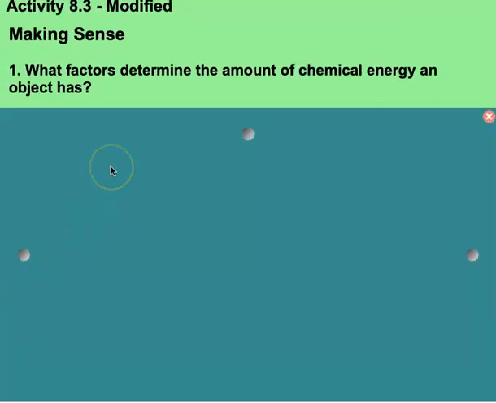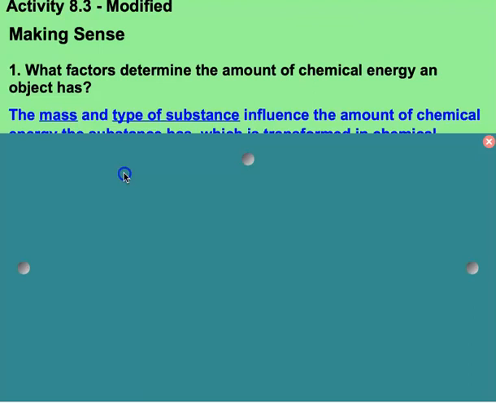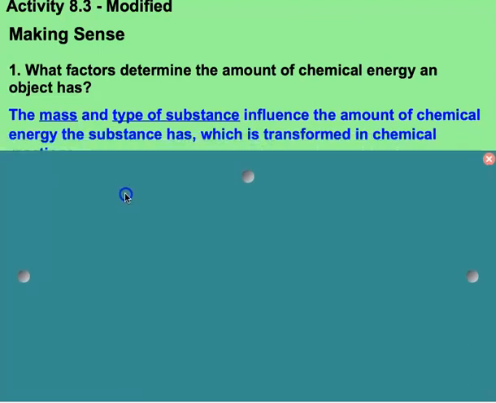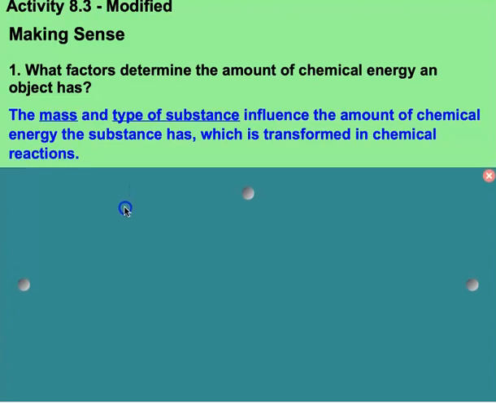So let's look at these last two making sense questions. What factors determine the amount of chemical energy an object has? Well, the mass and the type of substance influence the amount of chemical energy the substance has, which is transformed in chemical reactions. So again, mass and type of substance.